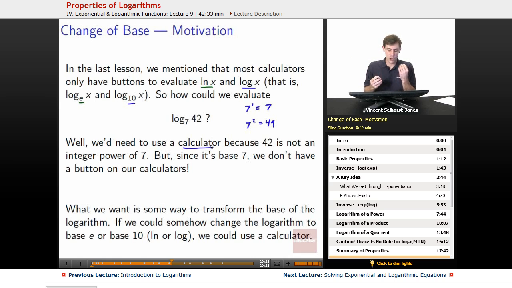What we want is some way to transform the base of the logarithm. If we could transform from log base 7 into log base 10 or log base e, we'd be able to use a calculator because then we have our natural log and common log buttons on our calculator. We can just punch it in.